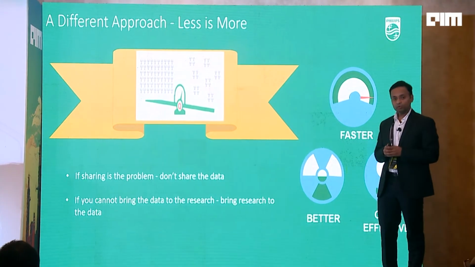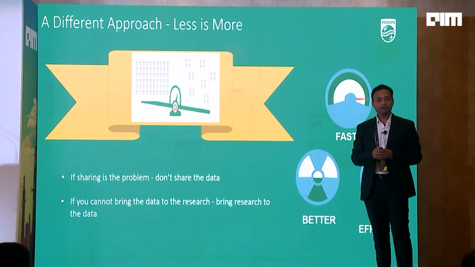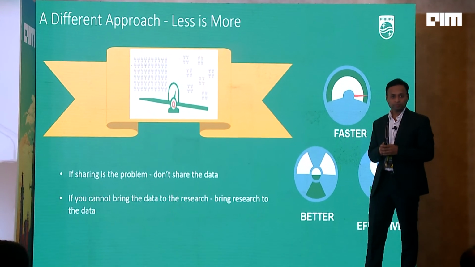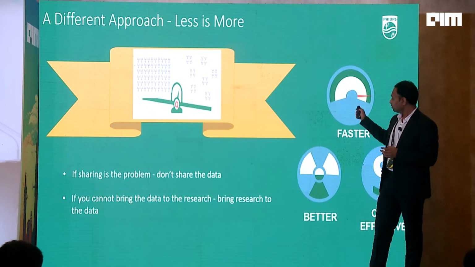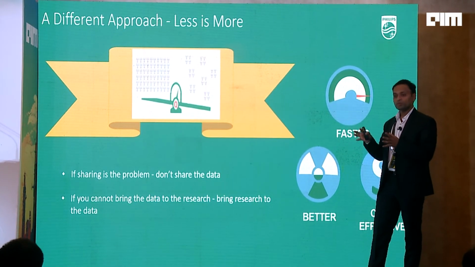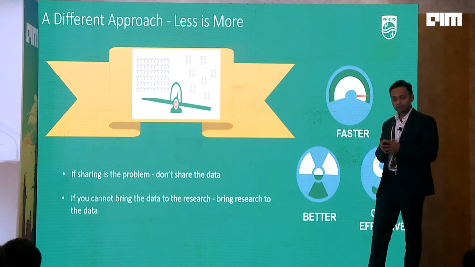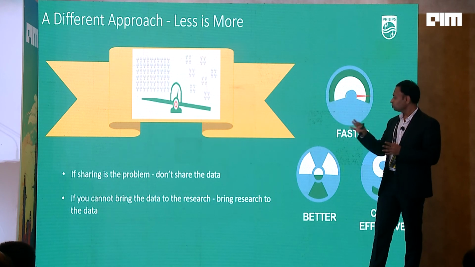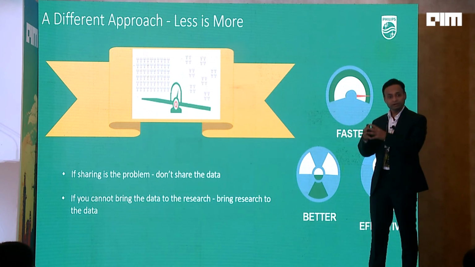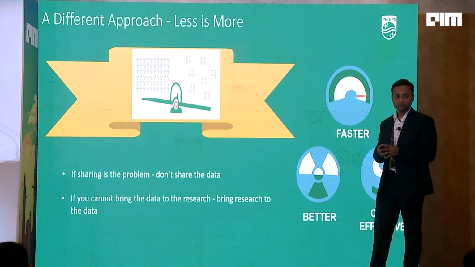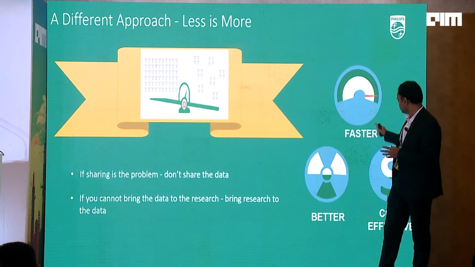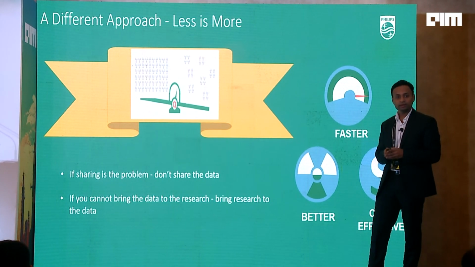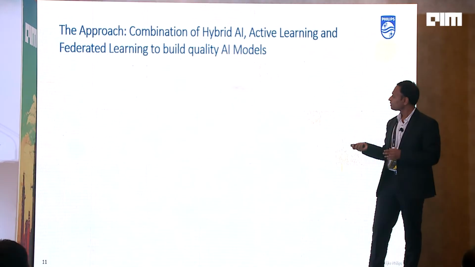With that being put across as a problem statement, the approach that we have is less is more. And how do we define it? If we have a very small amount of data, let's use that effectively and extract more information from that. That's what we mean by less is more. And we'll try to see an example of that. The other is, if sharing is a problem, don't share the data, but bring the research directly to the data itself. That's the other way of thinking, which could potentially lead us to a faster, better, and cost-effective way of developing AI solutions in healthcare.